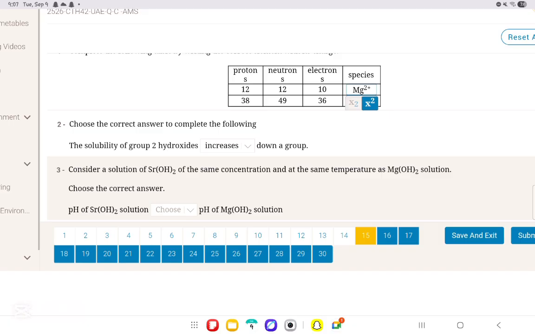We said as we go down the group, the solubility of hydroxides increases. So the more soluble that it is, the more it will break. The more it breaks, the more it releases hydroxide. The more hydroxide it releases, the higher the pH will become. So in this case, strontium is lower in the group than magnesium. That means it has a greater solubility of hydroxide. So that means the pH is going to be bigger as there's more hydroxide being released.